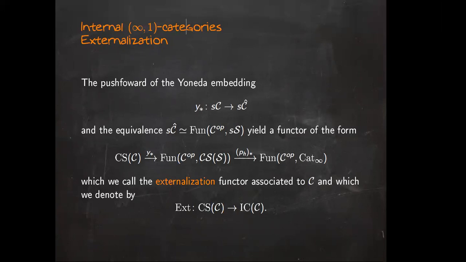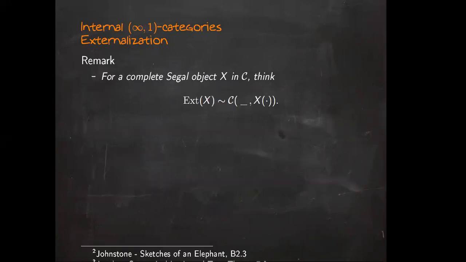So more heuristically, we can think of the externalization of a given internal category X as the functor which takes an object C to maps into that complete Segal object. So the zero simplices are just maps from C into X0, and the arrows are maps from C into X1, and so on, right? So this equation doesn't type check as it's written down. But there is a way to make it type check, and this is the intuition we have about this functor.